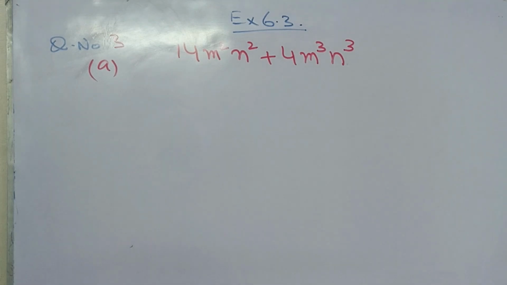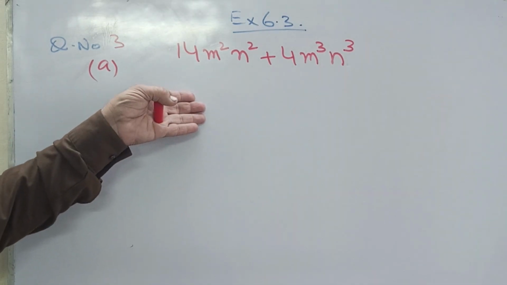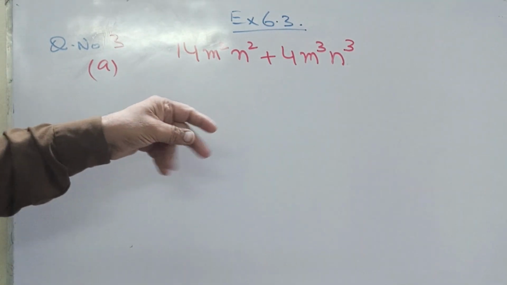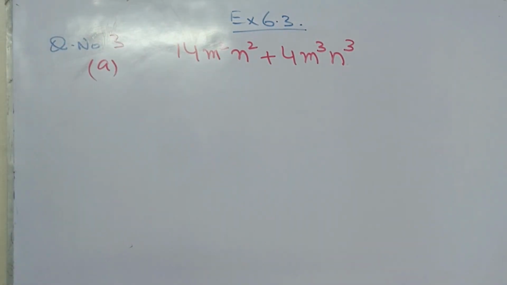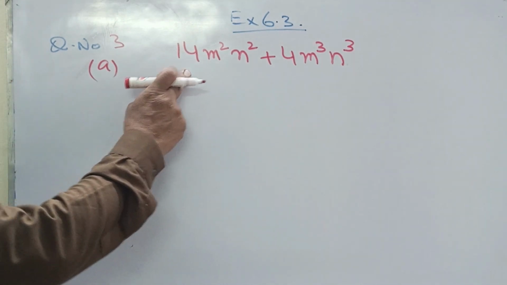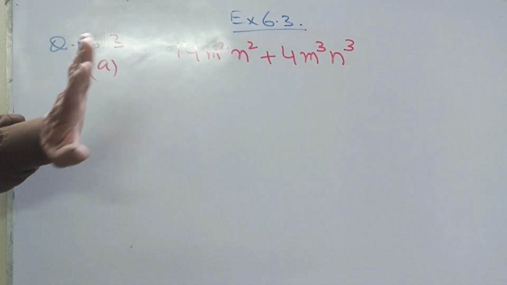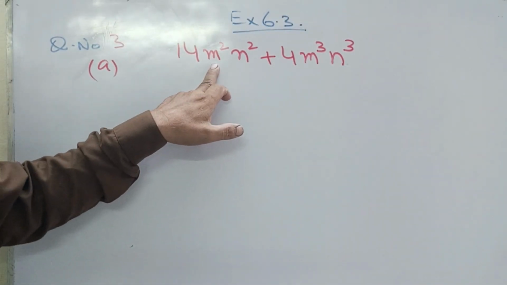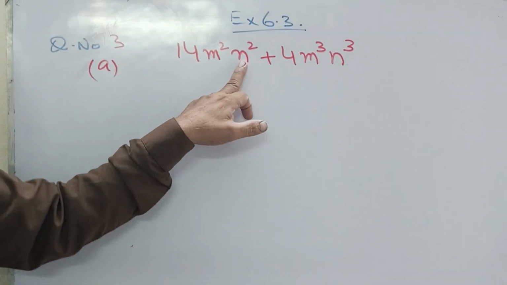As you know, this is not a multiple of 4. You cannot divide it fully by 4, okay? So what do we have to take? We have to take a number of which 14 and 4 are the multiples. I think 2 is the number, since 14 and 4 are multiples of 2: 2 times 7 and 2 times 2. Now this has been decided. What else we have here is m square, here we have m cube, so we can take m square as common. Similarly, we can take n square as common.